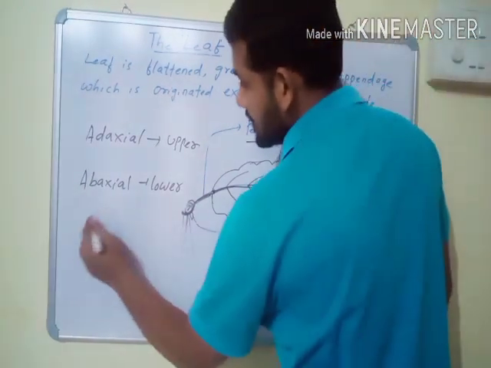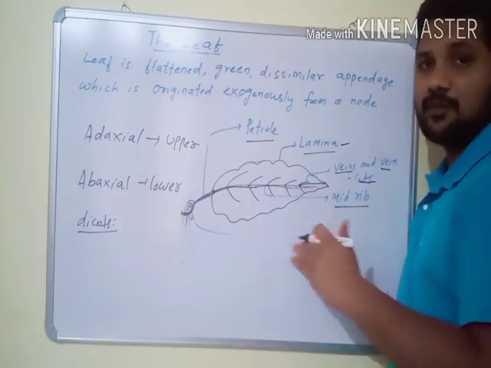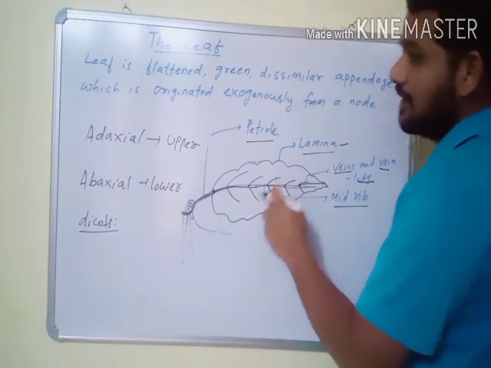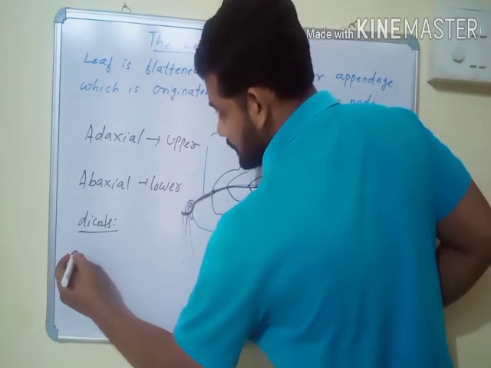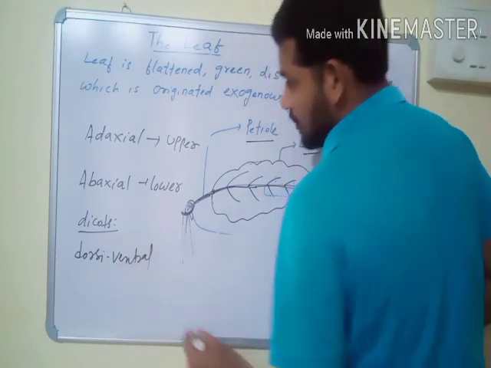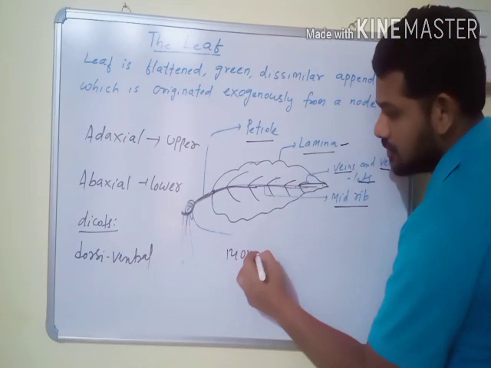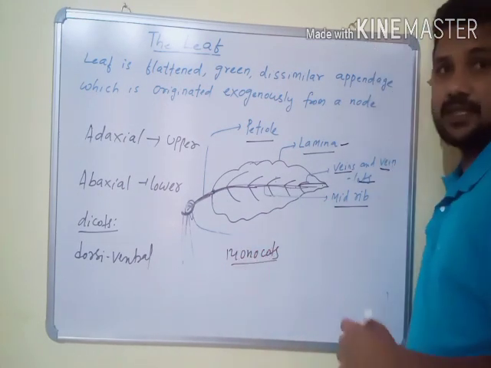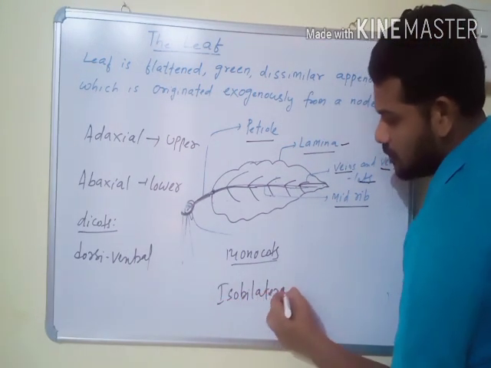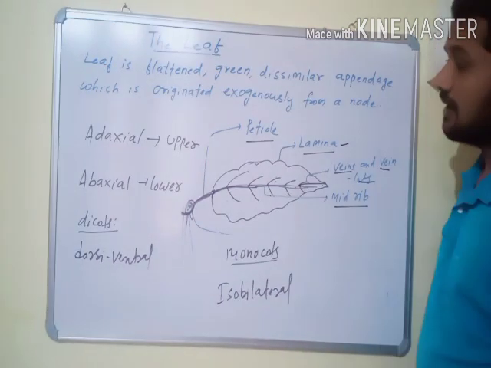In some plants like dicots, both surfaces are differentiated, or both adaxial and abaxial surfaces appear in different green color. Hence, in dicots, the lamina is called dorsiventral lamina. Dorsal side and ventral side appear different green in color. In some plants like monocots, both surfaces appear same green in color. Hence, the lamina is called isobilateral lamina.